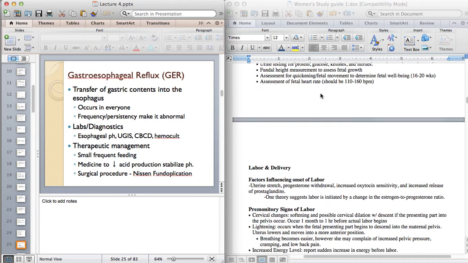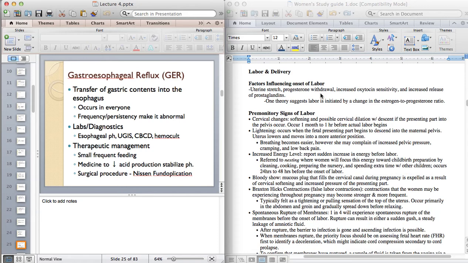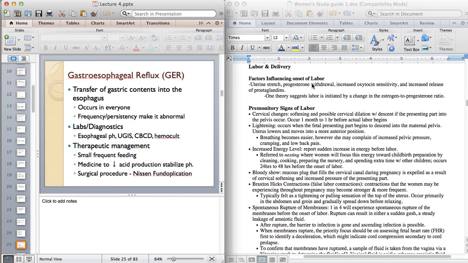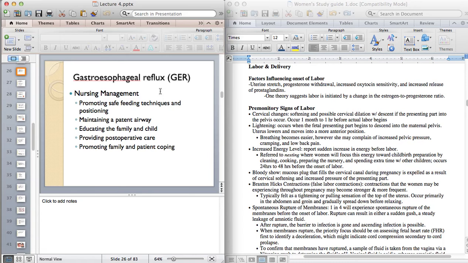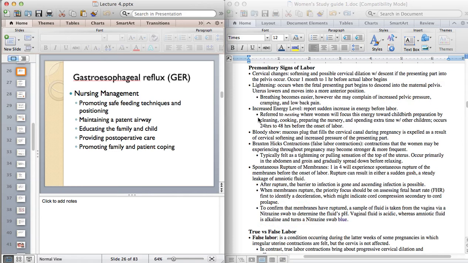So again, we would like to teach the parents feeding technique, positioning that child, head of bed up, avoid propping the child, positioning the child to the right side. We also want to maintain airway patency. What will be our concern here with the persistent reflux? What is the priority concern here?